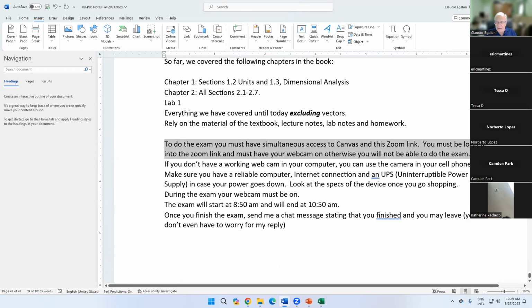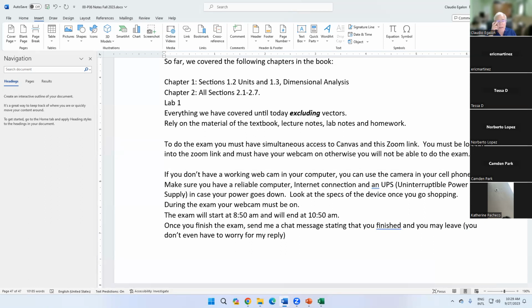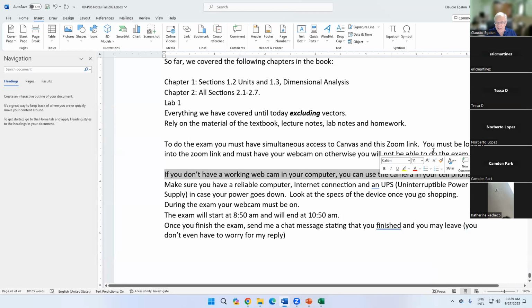So simultaneous access to Canvas and this Zoom link. You must be logged into Zoom and you must have your webcam on. Otherwise, you'll not be able to take the exam.